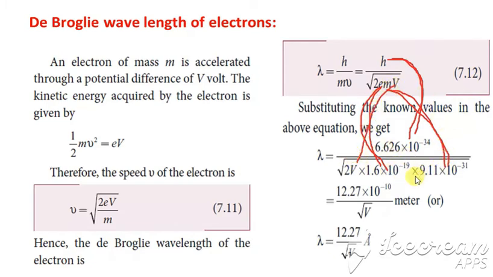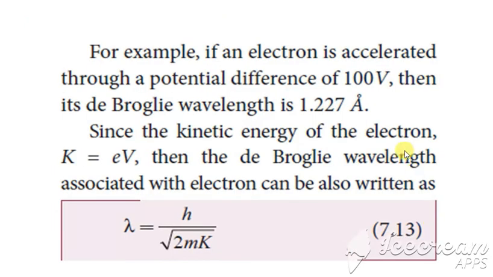Substituting and finding this out, we get 12.27 divided by root V Angstrom. So this gives the de Broglie wavelength of the electron. Now if we have the value of V equal to 100, then we get the de Broglie wavelength as 1.227 Angstrom.